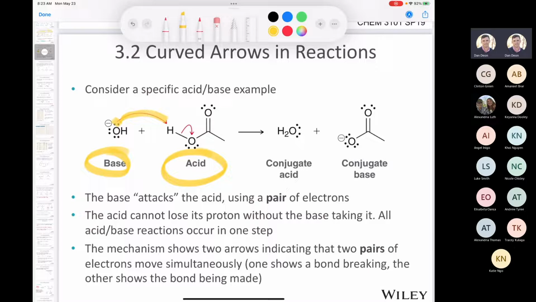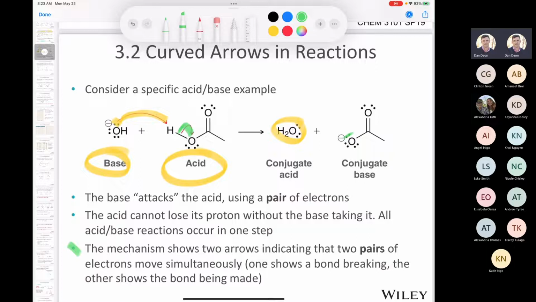Notice that all acid-base reactions occur in one step. So not only does the base attack the acid and we form a bond, which is one of the bonds in water, but we end up breaking this bond, and we put a pair of electrons on this oxygen to render it negatively charged and produce our conjugate base. Check out this last bullet point. It says the mechanism shows two arrows indicating that two pairs of electrons move simultaneously. One bond is being broken, the other one is being formed.